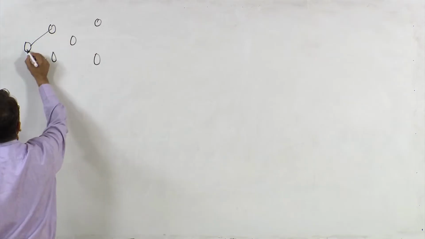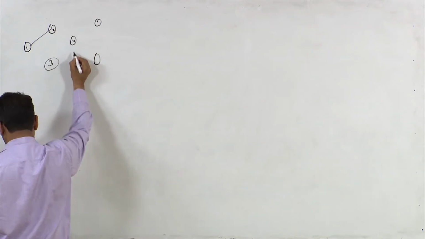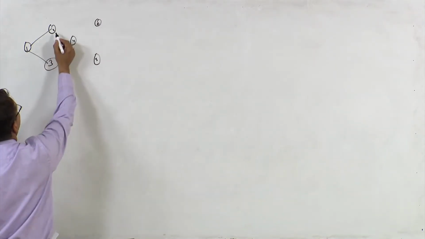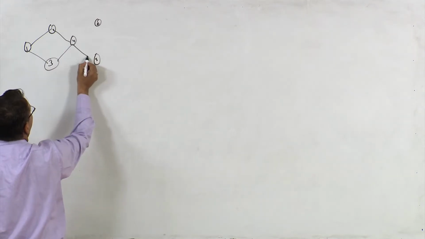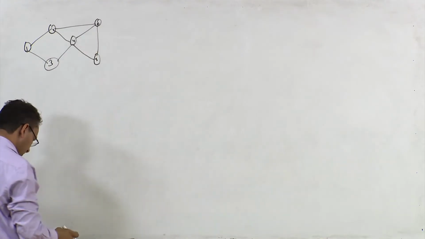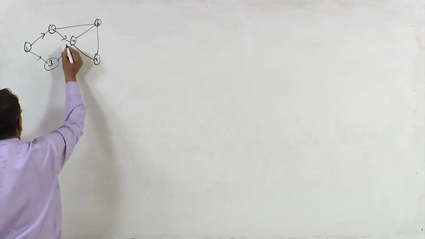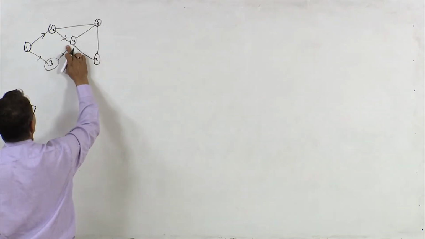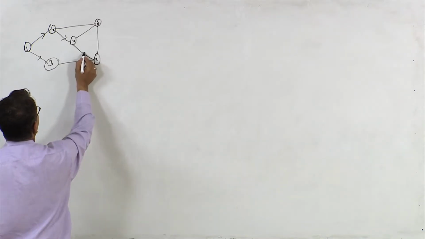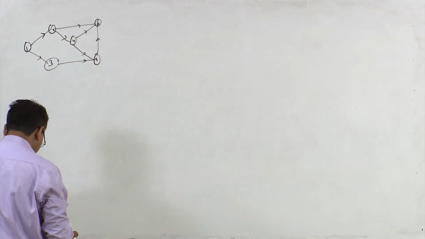So this is 1, 2, this is 3, this is 4, 5 and 6, right? So the sixth node is the last node. No, there is no connection between 3 and 4, it is between 3 and 5, right? So there is no dummy activity.